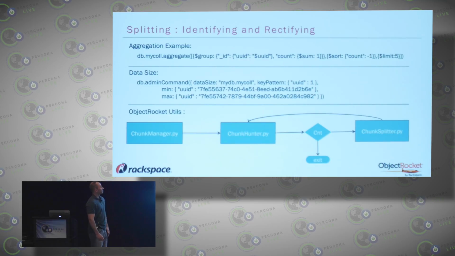What you do is you pass the namespace to it, the key pattern, and then the min and the max. It doesn't necessarily have to be a chunk. It could be any min and max you want, as long as the range exists. But in this case, we care about the chunk size that we're trying to measure.